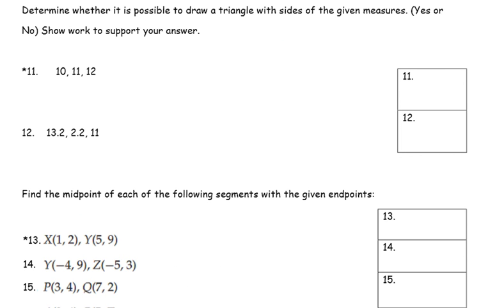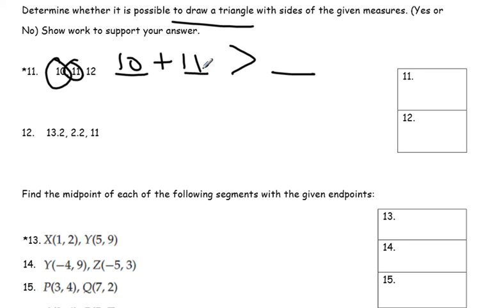Number 11, determine whether it's possible to draw a triangle with the sides of the given measures, yes or no. Show work to support your answer. Well, remember, if it's a triangle, the sum of the two smallest sides should be greater than the third side, or the largest side. So the two smallest sides are 10 and 11, and their sum should be greater than 12. 10 plus 11 is 21, and that is greater than 12. So yes.